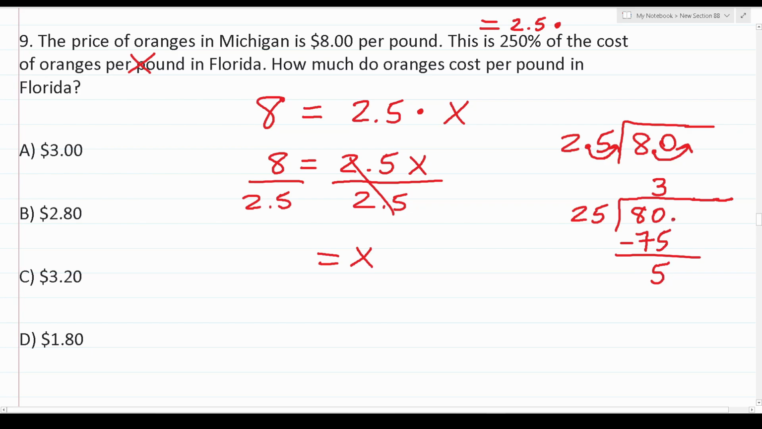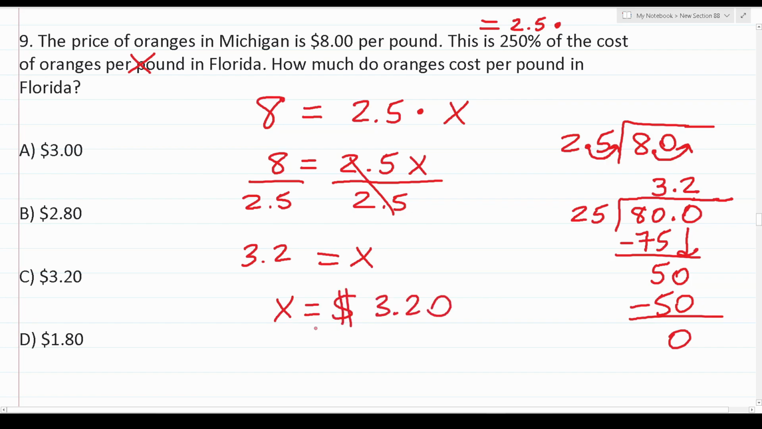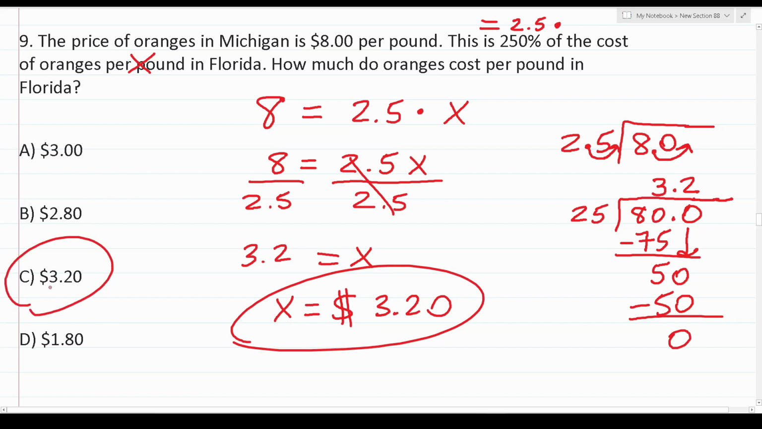Well, we're actually going to add a decimal now and a 0 placeholder, which will enable us to drop down this 0 now. And the question becomes, how many times does 25 go into 50? Of course, that's going to be 2 times. 2 times 25 is 50. 50 minus 50 is 0. So x in this case is 3.2. And we should realize that 3.2 is the same as $3.20. So the answer to this one is C, $3.20.